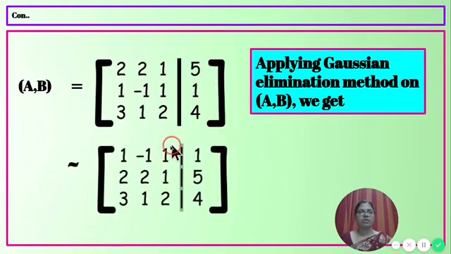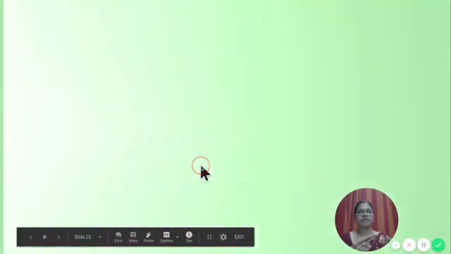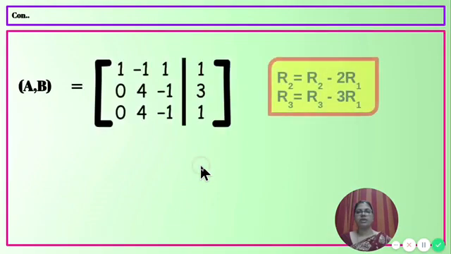Now we have to apply the Gaussian elimination method. So we have to transform this augmented matrix into an upper triangular matrix. So first I am going to exchange the first row with the second row, and then I have applied this linear operation. R2 is equal to R2 minus 2R1, R3 is equal to R3 minus 3R1. So these two elements we have changed into 0.